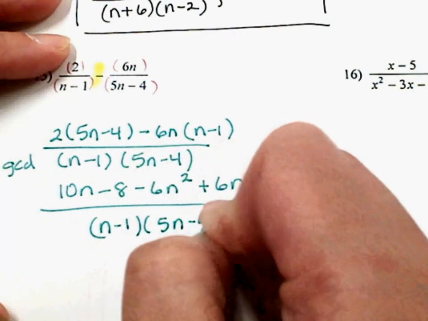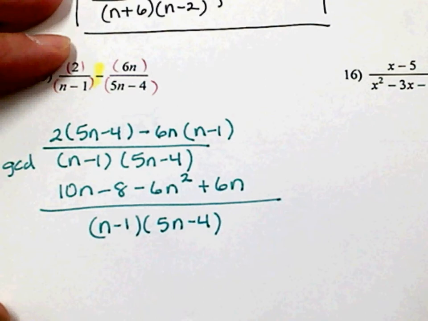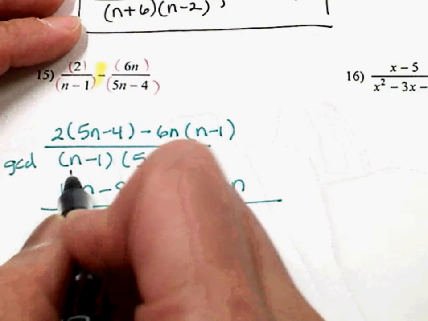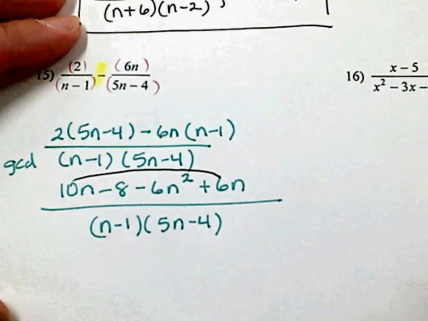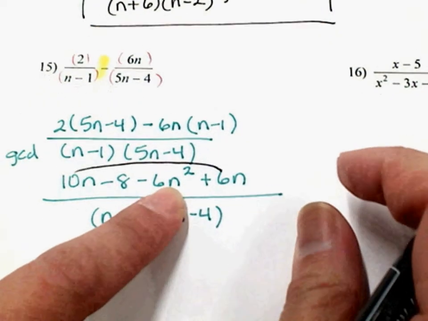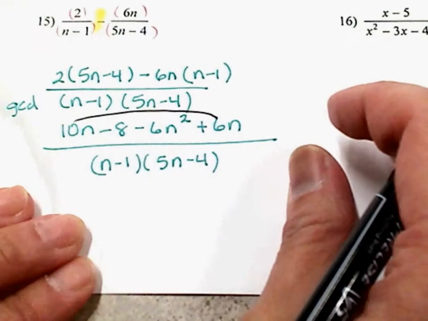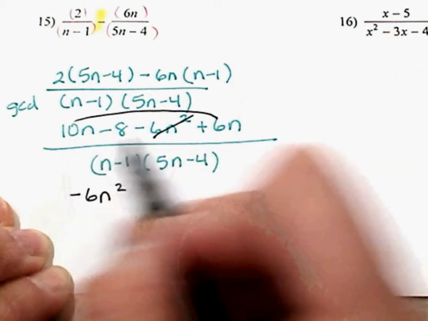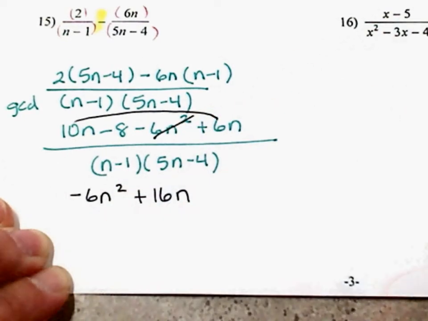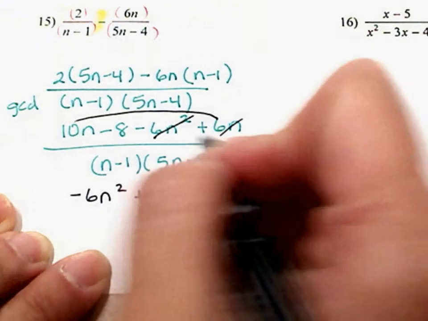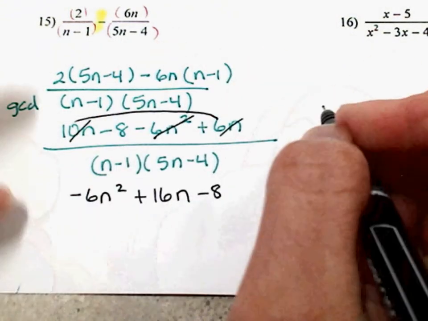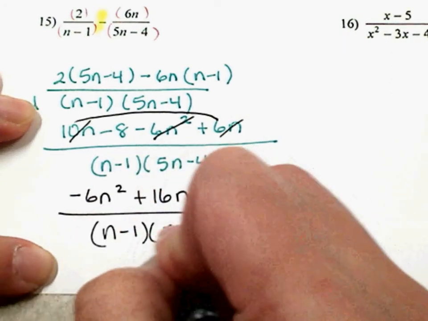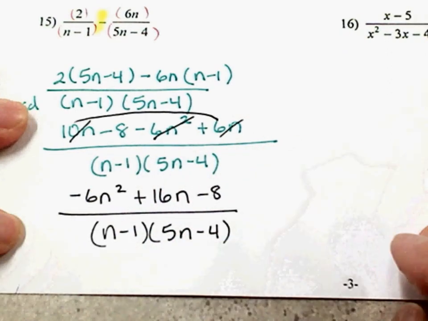Alrighty. Now what do you do? Combine my like terms. Are these the only two that are alike? Okay. Write it in the highest degree first, okay? So, negative 6n squared. 10n plus 6n is positive 16n. And what do you have left? Negative 8. All of it over n minus 1 times 5n minus 4. All right? You guys good?